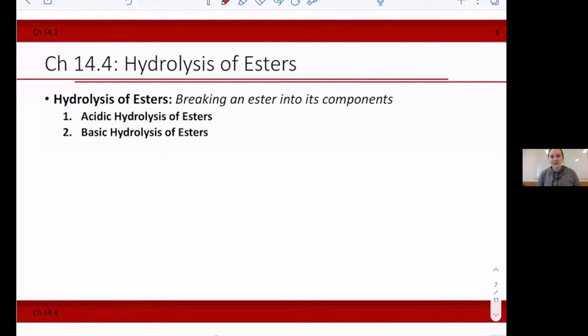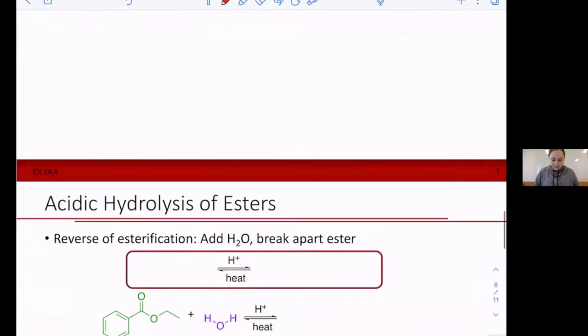Okay, guys, so our last part of new content for esters is going to be the hydrolysis of esters. So this is a new kind of reaction. It's just the opposite of the esterification reaction. Hydrolysis of esters is hydro, kind of like water, but a hydrolysis is the ester breaking into its components. There are two different versions of this reaction that we will be learning, the acidic and the basic versions.